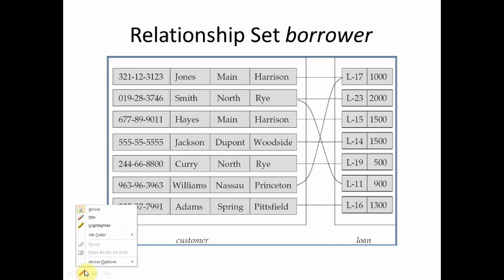Let me get the pen. We have Hayes here, who is depositing to that account. So the relationship that has been created here is deposits. He has also borrowed an amount of money from the bank, so he has a loan. And we can associate that loan with a particular customer.